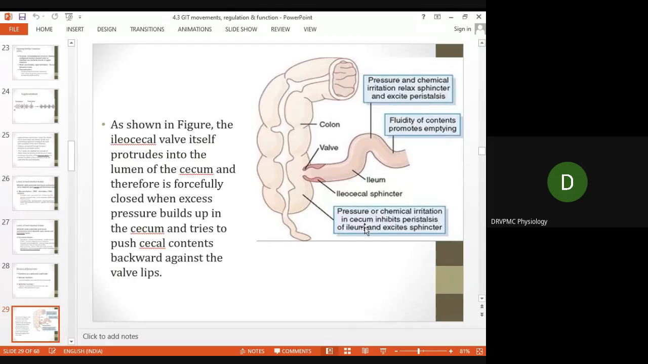Pressure or chemical irritation in the cecum inhibits peristalsis of the ileum and excites the sphincter. As shown in the figure, the ileocecal valve itself protrudes into the lumen of the cecum, and therefore it's forcefully closed when excess pressure builds up in the cecum, and it tries to push the cecal contents backwards against the valve lips.